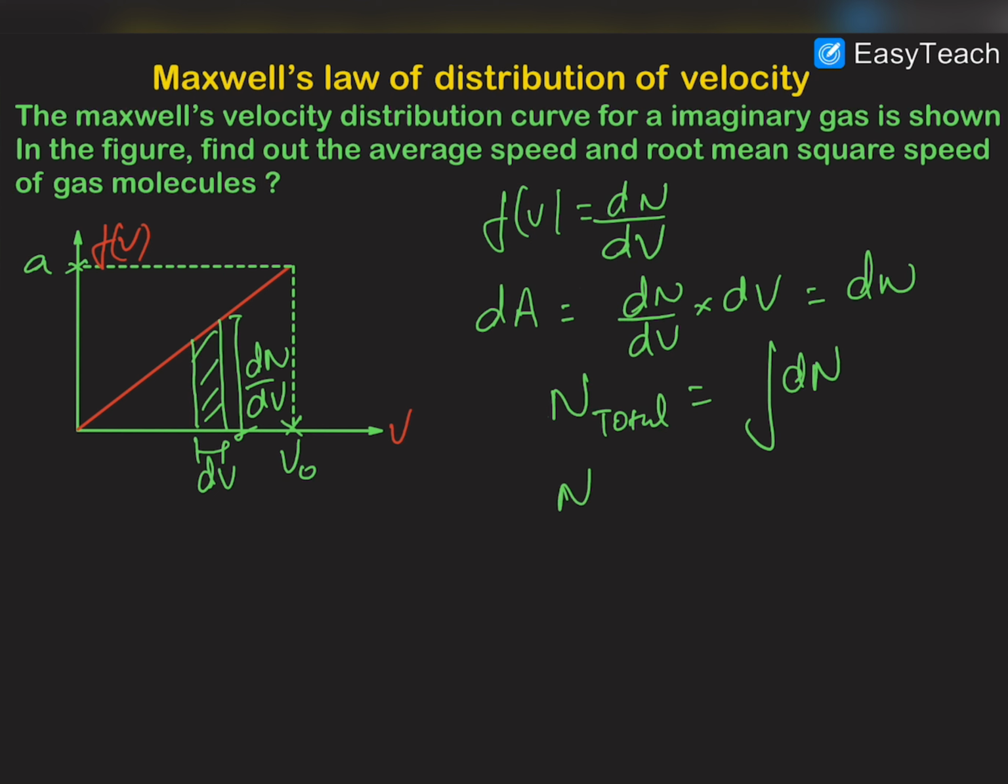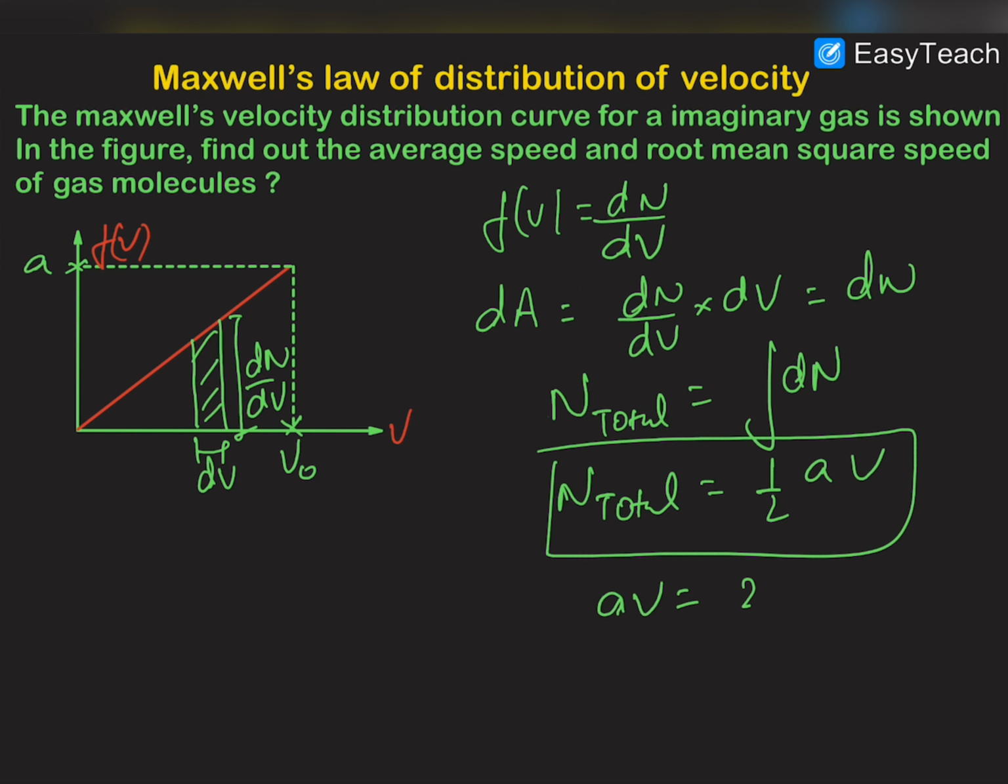So the total number of molecules will be the area of this graph, and area will be half A into V0. This is the total number of molecules, and A into V0 is equal to twice of NT. NT is the total number of molecules. Now we have to find out the average speed and the root mean square speed. So let us use a page.